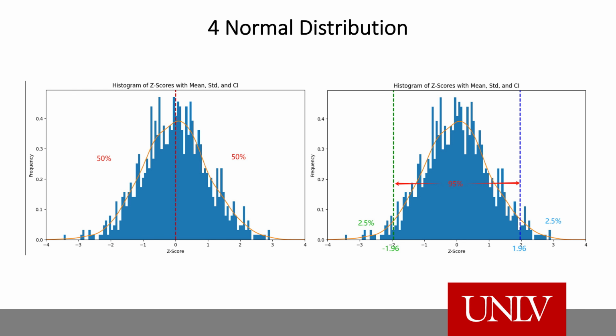Now, some of you might be curious why 1.96 is the z-score, or critical value for 95%, because there is a z-score table we can refer to.